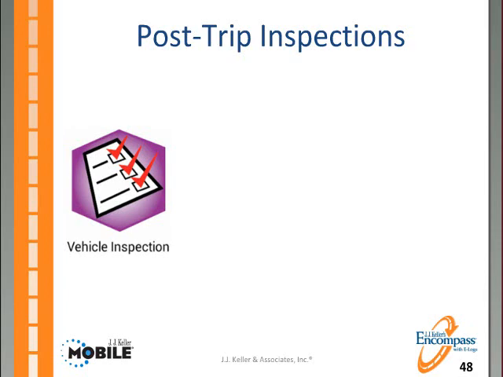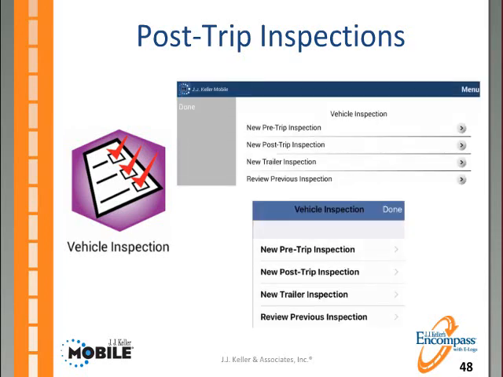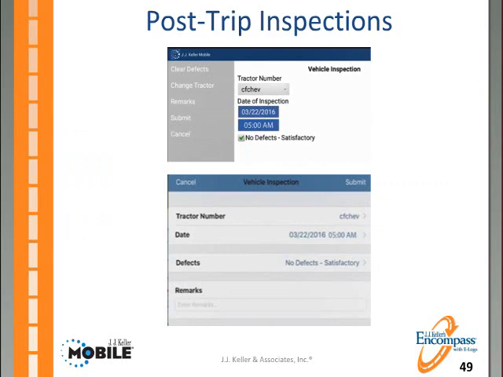Now at the end of the day, a driver is going to submit a post-trip inspection using that vehicle inspection icon. This is going to work in the exact same way as a pre-trip inspection. Again, the app's going to always default to no defect satisfactory, and in the event that this is correct, the driver would just simply click Submit. Now, if there are defects, they're going to uncheck that box, select the defect, add a remark, and then submit.